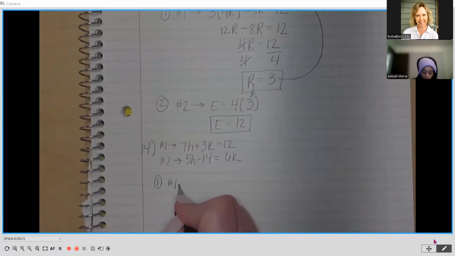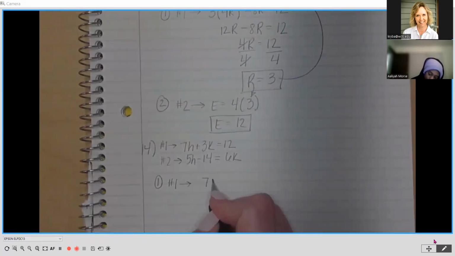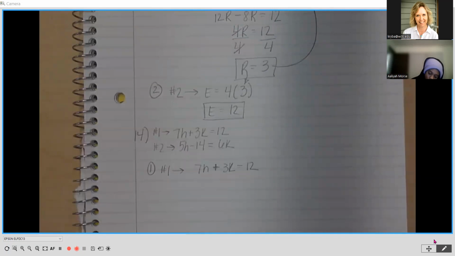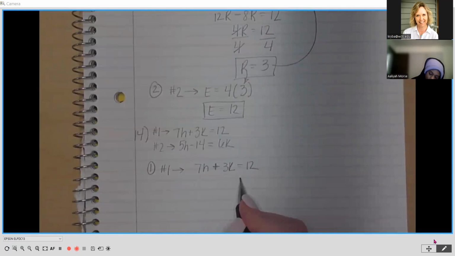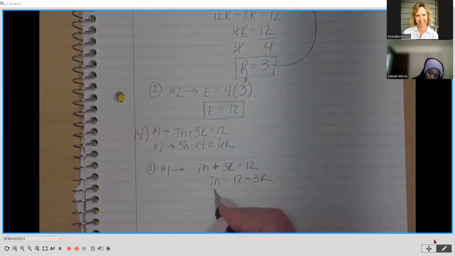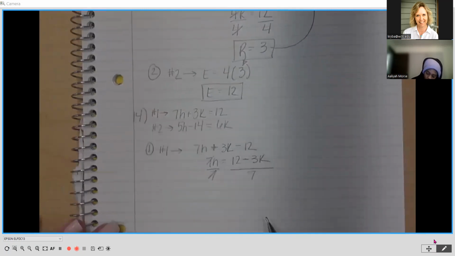So we're going to use equation number 1. And I'm just going to rewrite the whole thing. 7h plus 3k is equal to 12. And now I'm going to solve for h. So I need to get rid of the 3k. So I'm going to subtract it on both sides. And I'm going to say 7h is equal to 12 minus 3k. And then to clear the 7 away from my h, I need to divide both sides by 7. So it'll cancel on the left-hand side.